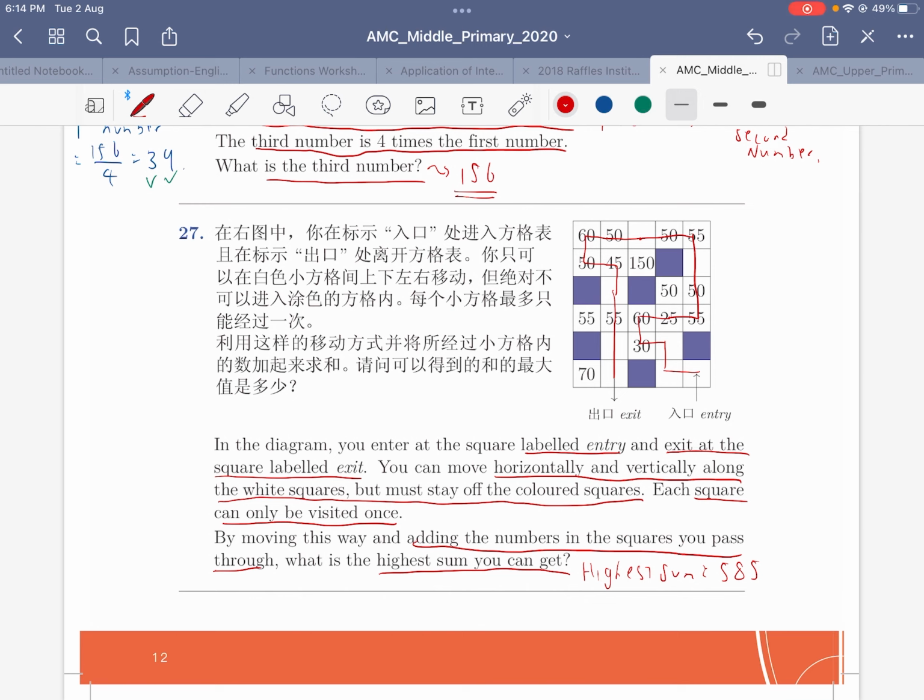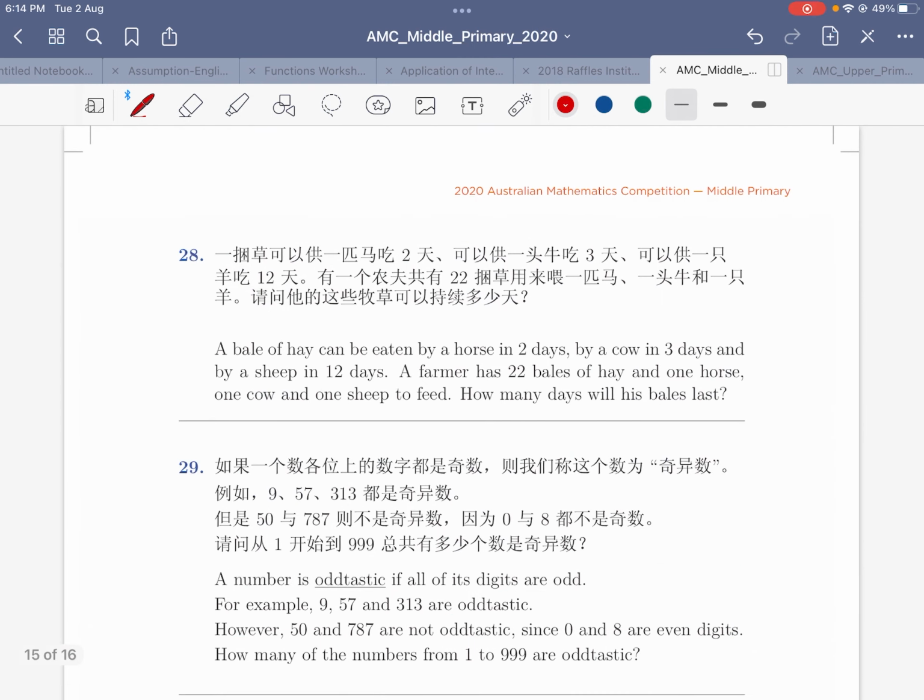But of course there's a little bit of sacrifices that need to be made. You notice that we didn't collect the 150 even though it's a very big number. But overall it's a smaller number as compared to if Teacher Chi moved the other way. Alright, so without further ado, let's move on to question 28.